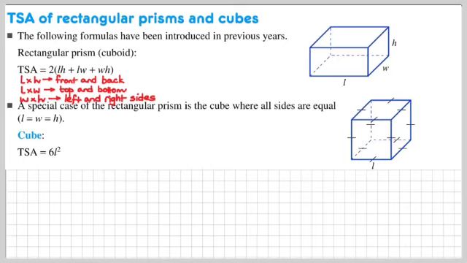Now, let's do a cube. A cube is a special case because all the sides, the lengths and the heights and the widths, as it is shown up here, are all the same length. So therefore you've got 6 faces: top, bottom, left, right, and also front and back, and that gets you 6 times L times L. So 6L squared.